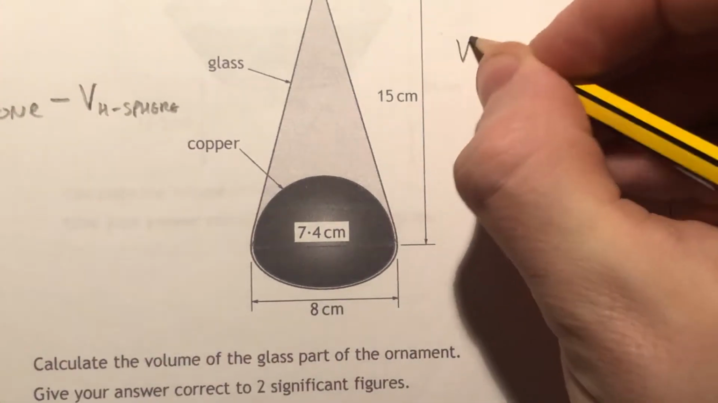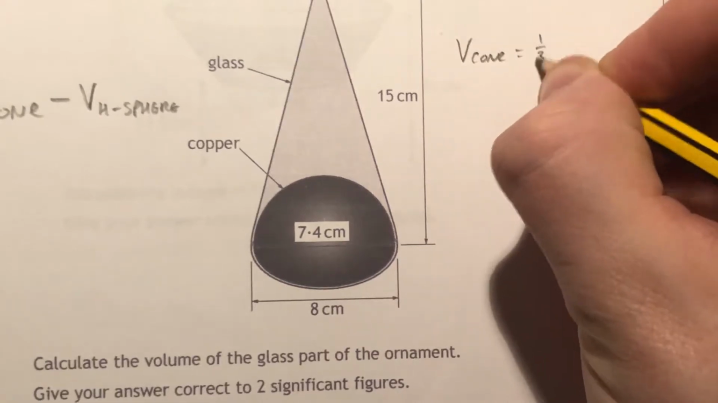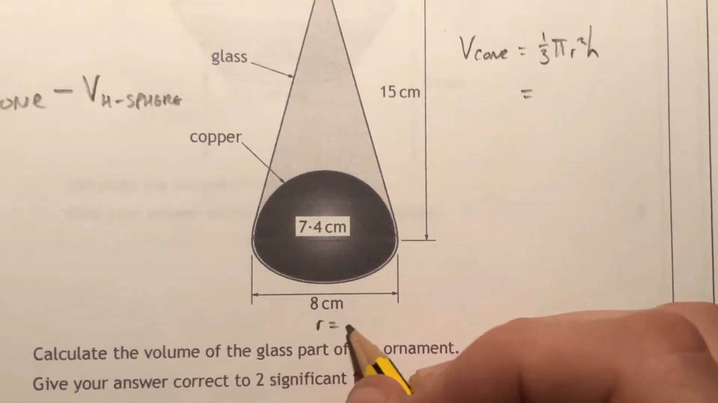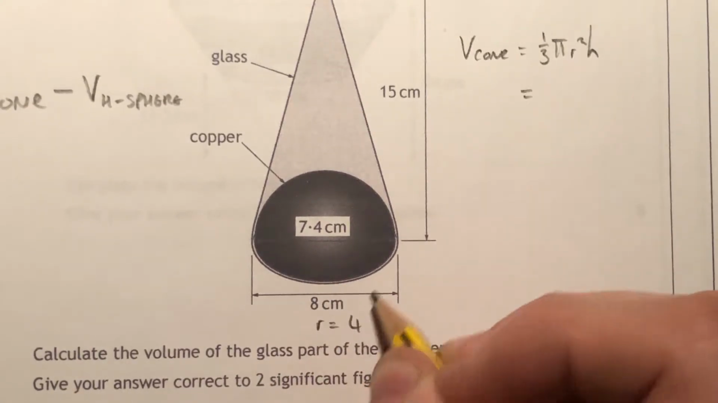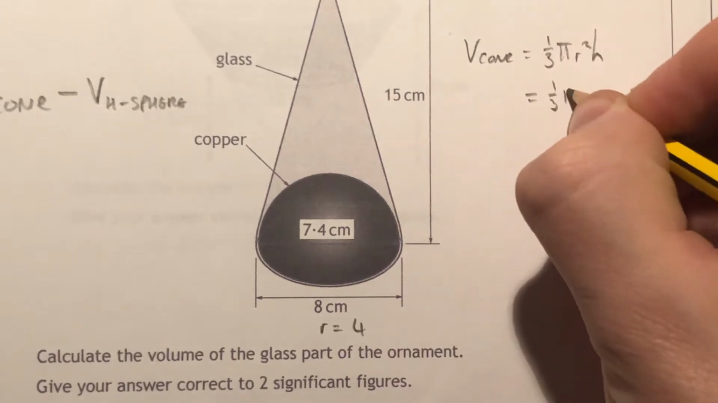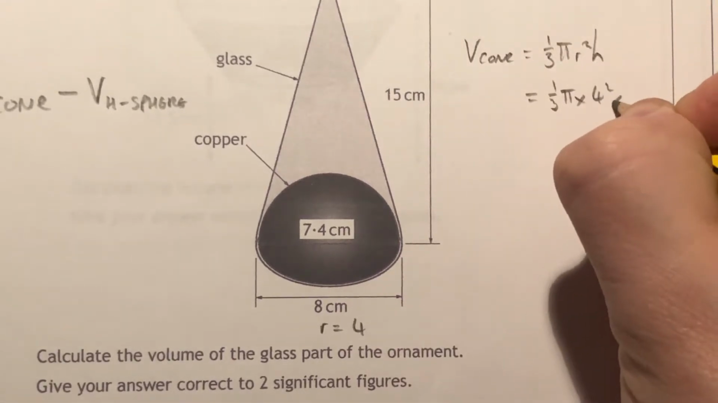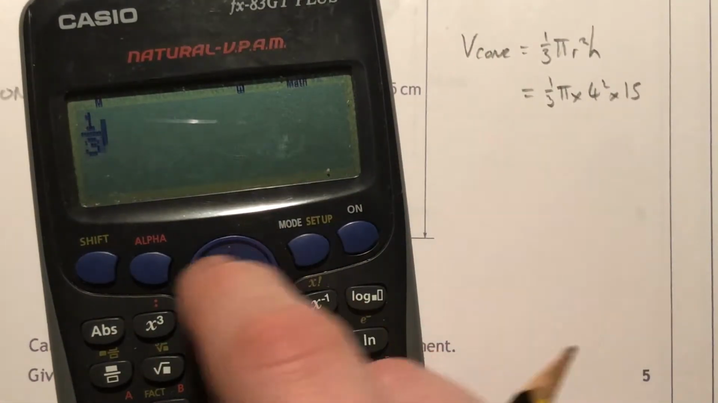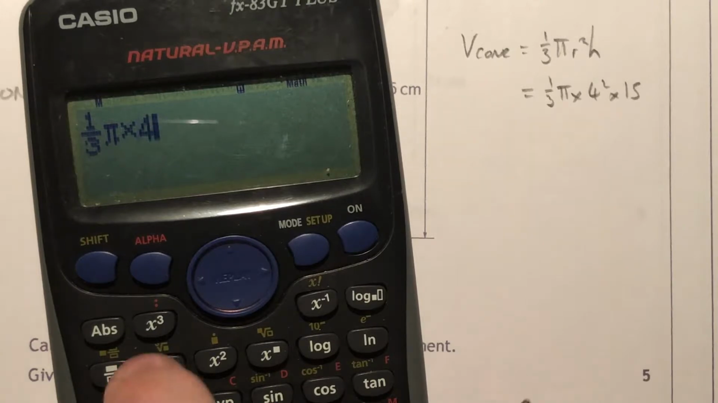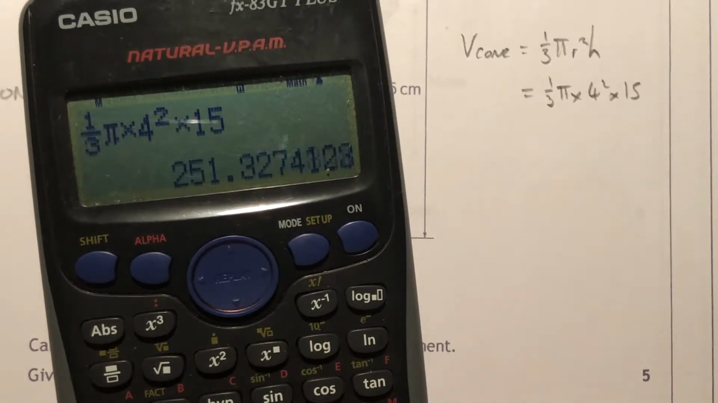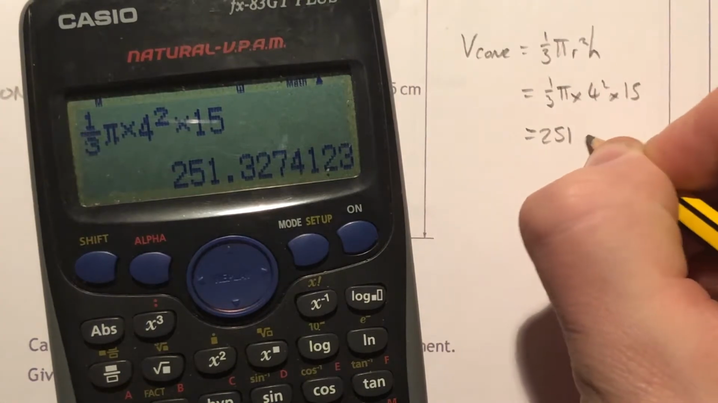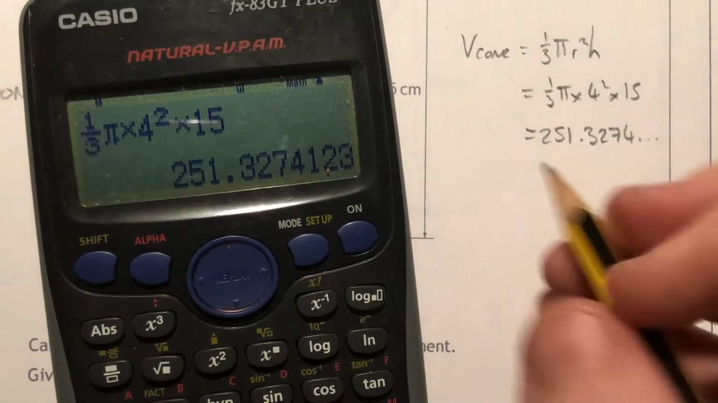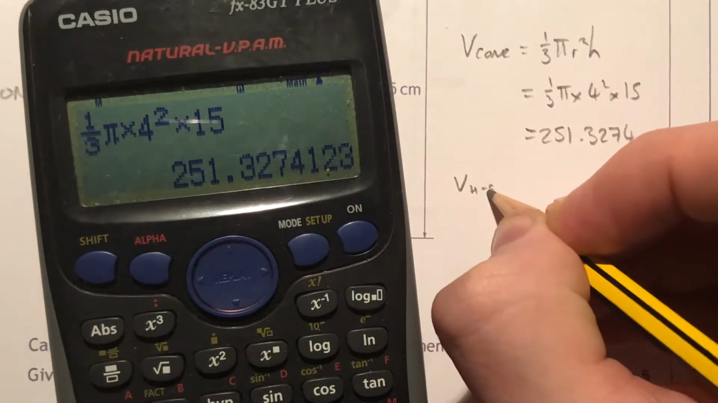So my volume of a cone, we know, is 1/3 pi r squared h. It's on your formula sheet, please make sure you use it. We know the radius of the cone is going to be 4, and the height is going to be 15. So it's 1/3 pi times 4 squared times 15, which gives me 251.3274... Notice I'm not rounding it off at this point. Volume of my hemisphere.